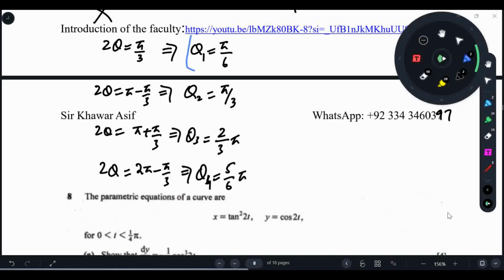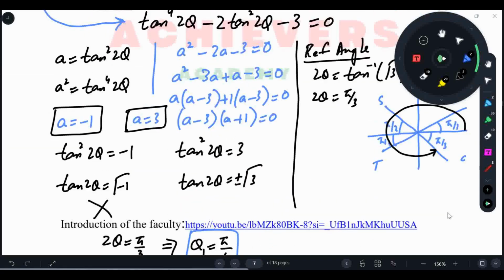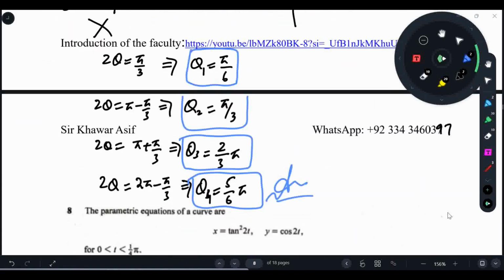So the first one will be pi by 6. The second one will be pi by 3. The third one will be 2 pi by 3. And the fourth one will be 5 pi by 6. These are the final answers, but keep one thing in your mind: of all the answers you have, you have to consider as final only those that are in the given range. Be careful about the range.